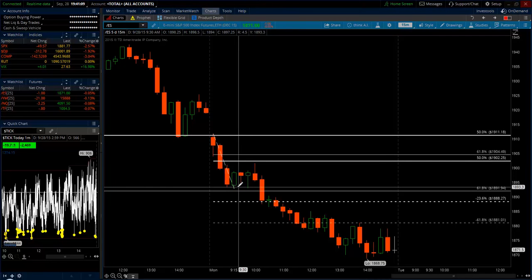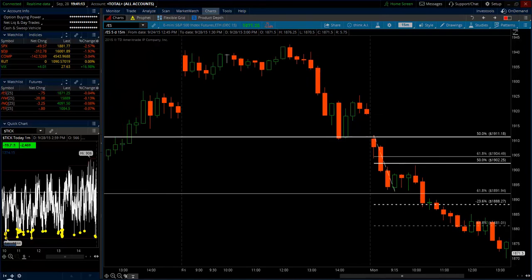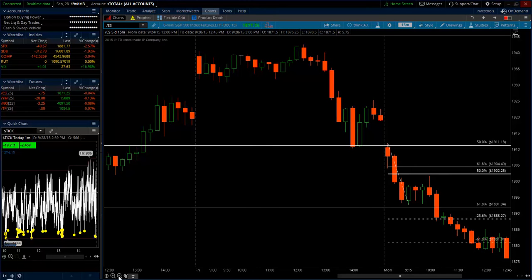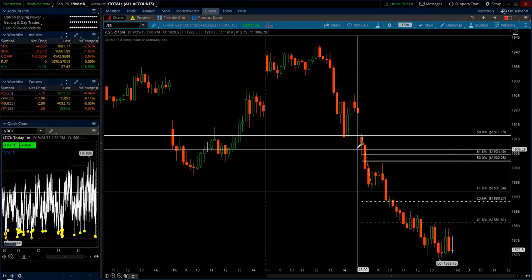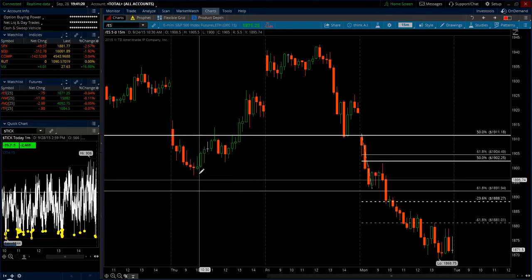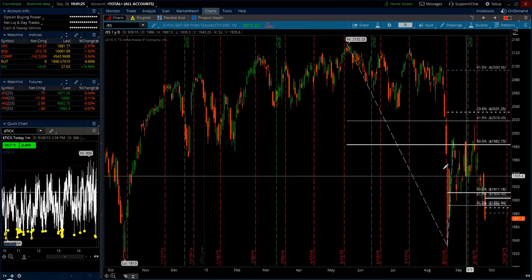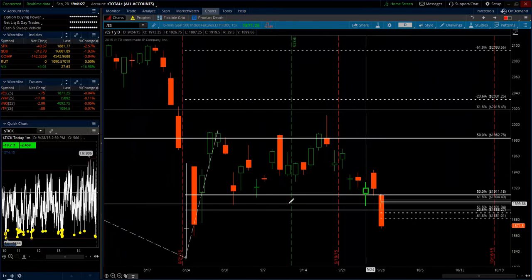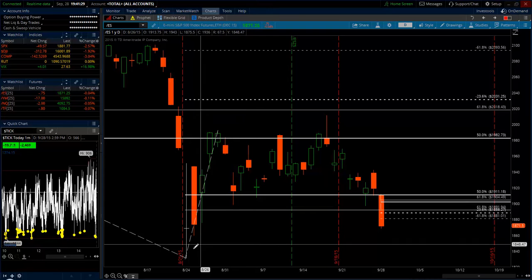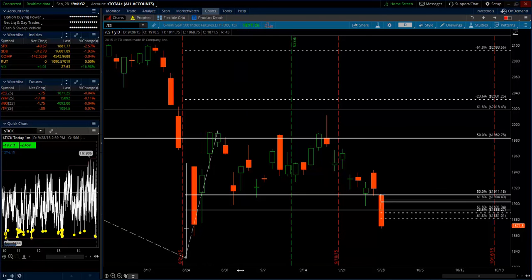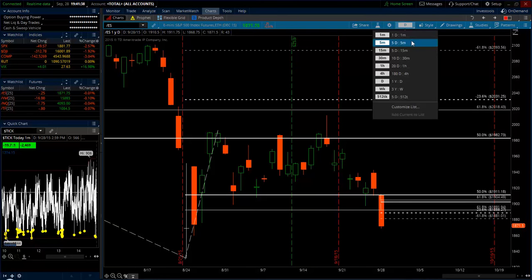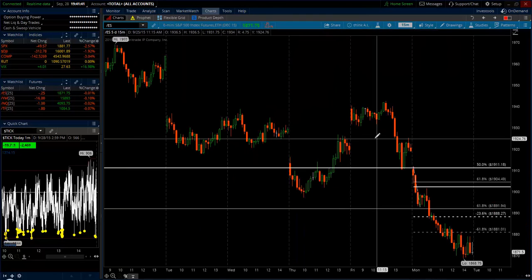And upon drifting lower, if I go back, see if I can get it in my window, I'm going to zoom out one more. Upon drifting lower on the open, we broke the prior swing low that, if we look at the daily chart, was the significant low, other than the major low back on August 24th. So that was a very significant break this morning, just within really the first 45 minutes or so.